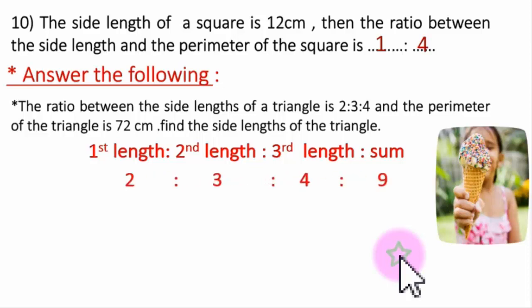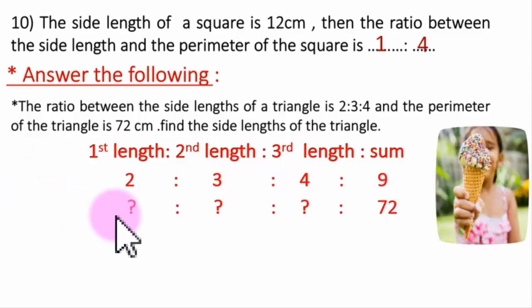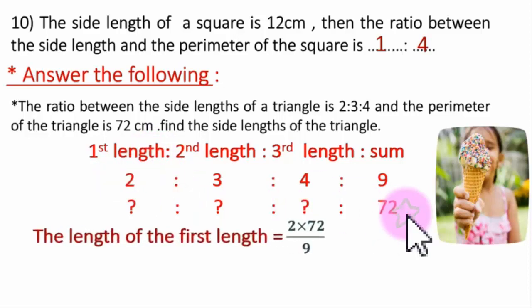The ratio is 2 to 3 to 4, to 9, which is the sum of the terms of the ratio. We add the terms of the ratio: 2 plus 3 equals 5, plus 4 equals 9. Now we want to know the length of each side. So the length of the first side equals 2 times 72 divided by 9. 72 divided by 9 equals 8. 2 times 8 equals 16 centimeters.